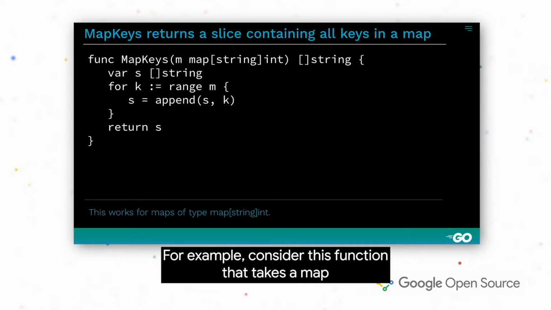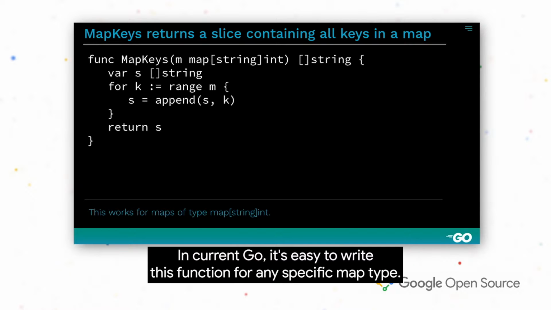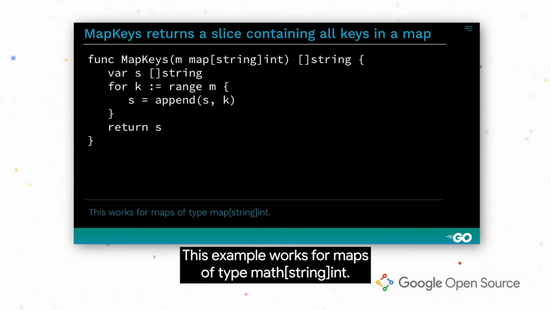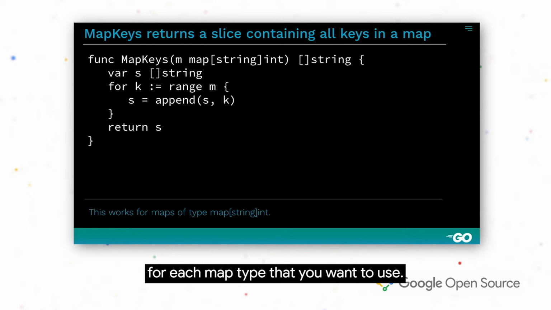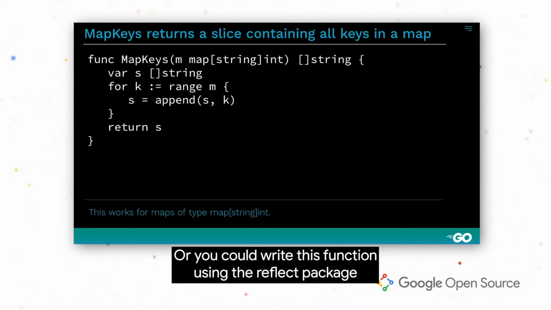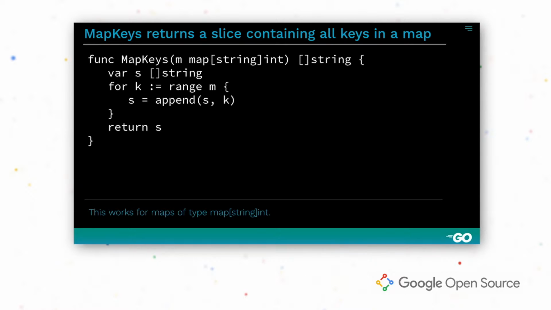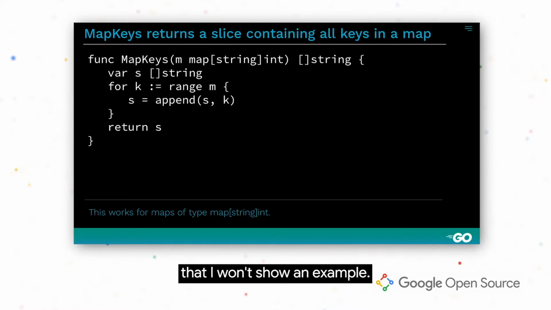For example, consider this function that takes a map and returns a slice containing all the keys in the map. In current Go, it's easy to write this function for any specific map type. This example works for maps of type map[string]int. But you need to write a different copy of the function for each map type that you want to use. Or you could write this function using the reflect package, but that is awkward to write and relatively slow to run. Using the reflect package here is complicated enough that I won't show an example.